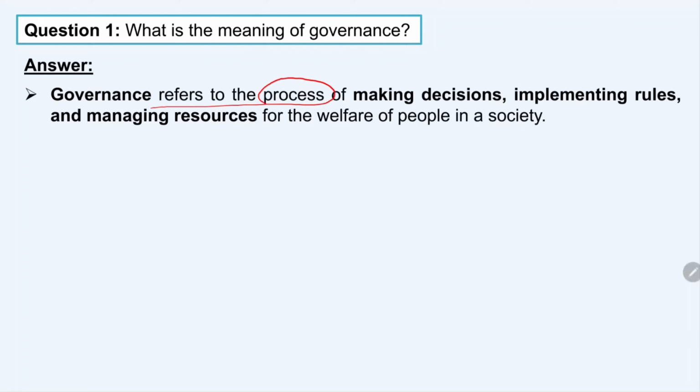See, governance is the process and government is the system. Okay, please don't forget that. Governance refers to the process of making decisions, implementing rules and managing resources for the welfare of the people in a society. So governance is basically the process of making decisions, like setting a set of rules, isn't it, for organizing the society's life and ensuring that they are being followed. That means implementing rules and also ensuring that they are being followed, and managing the society's resources so that they are used in a proper way, that is for the welfare of the people in a society. I hope this point was clear.